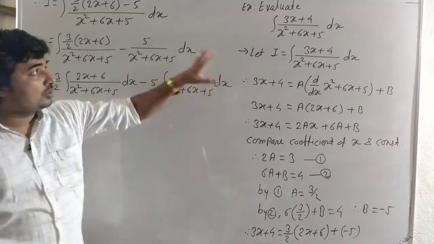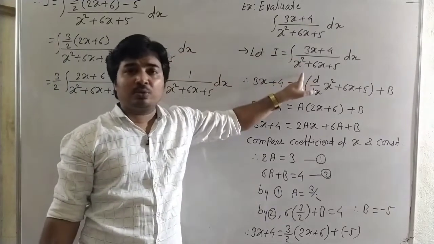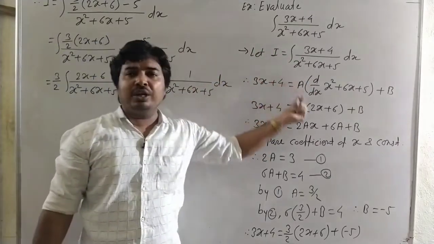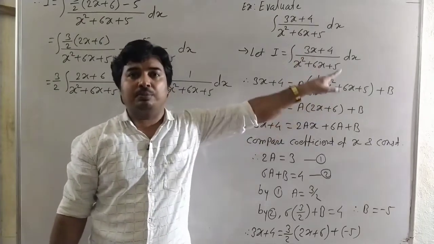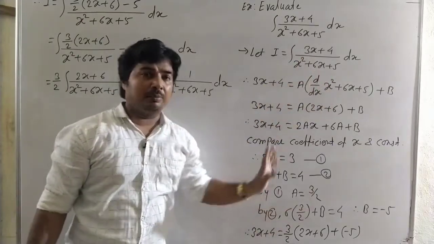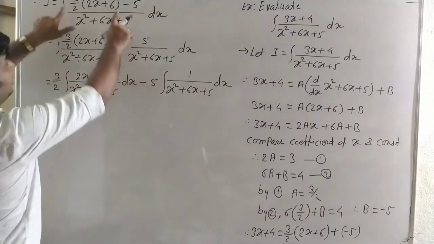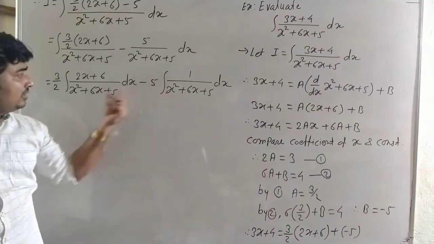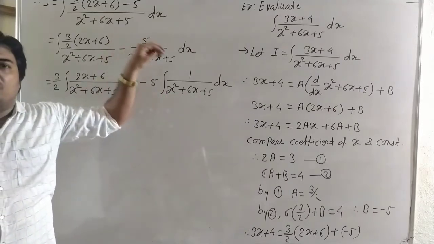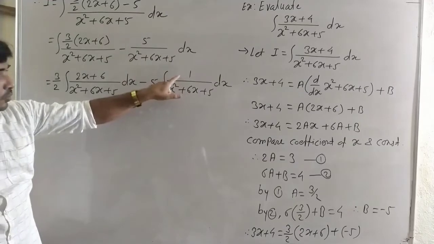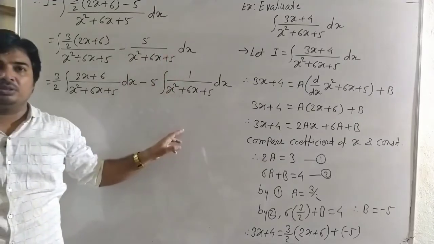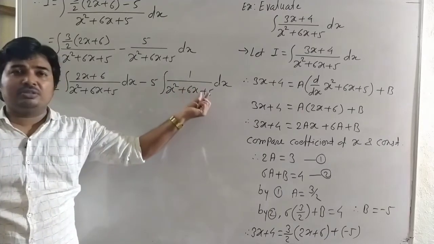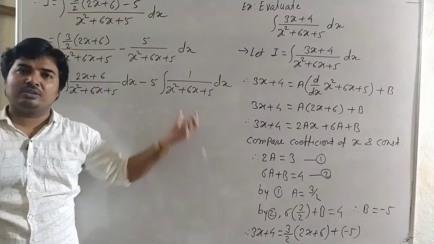First, the question is to solve this integral, that is a linear function upon quadratic function. Then the method is linear function is equal to a into derivative of quadratic function plus b. Then we find the value of a and b, and then separate the integral. These are the two integrals, and these two integrals are already solved. Here it is 1 upon quadratic function. By the completing square method we get here x square and a square. Then by using the special integral we can solve this.